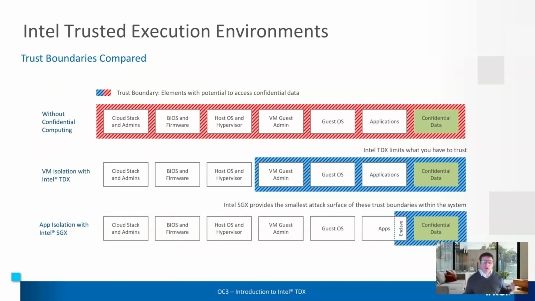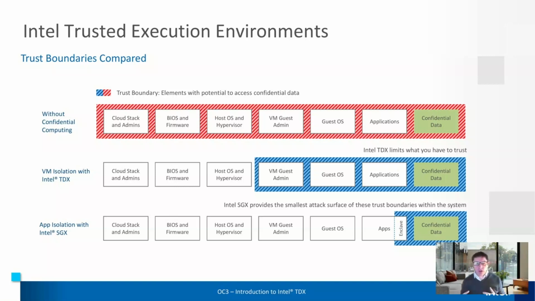So in graphical terms, the importance of the TCB, as security folks, we find this very, very important to talk about. If you look at how much software you have to trust today if you're deploying into the cloud, not only do you have your applications and your guest OS having access to your data, but all the things below that are also in the trust boundary too.